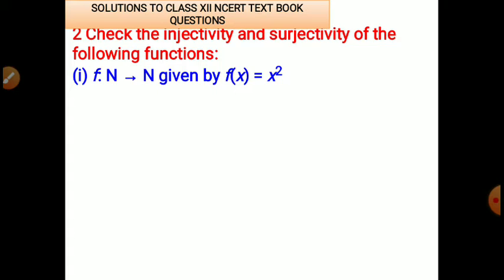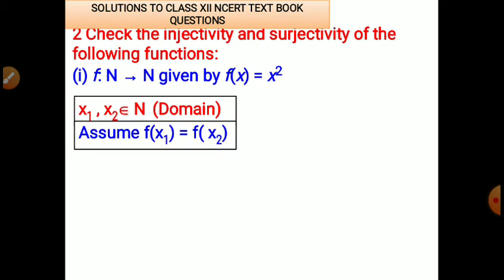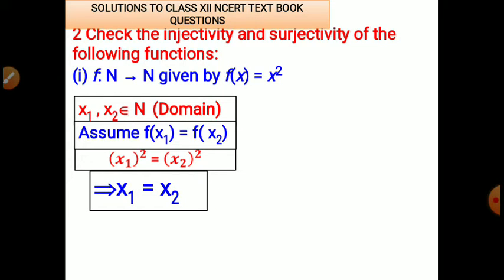And the function is given that f from natural numbers to natural numbers is given by f of x is equal to x square. x1, x2 belong to the natural numbers. Let us assume that f of x1 equals f of x2, and x1 square is equal to x2 square. As x1 and x2 are natural numbers, x1 equals x2.